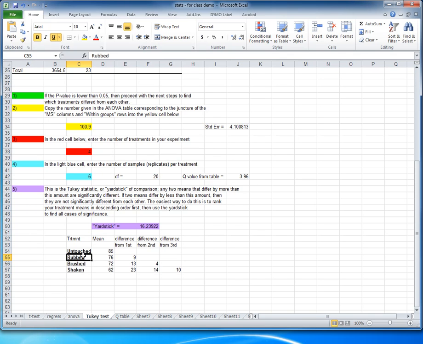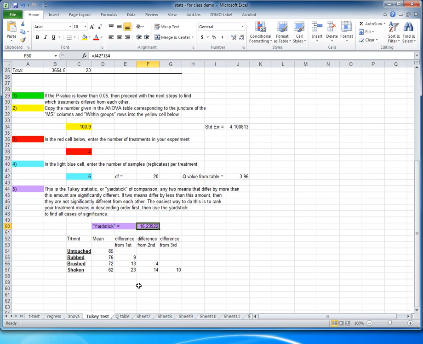Now we have to do rub versus brush. We haven't done that yet. There's only 4 units different, not different. Rub versus shaken, 14 units, close, no cigar. And then finally, brushed versus shaken are 10 units different between the 72 and the 62 here. Again, less than the standard amount the Tukey statistic tells us to look for.